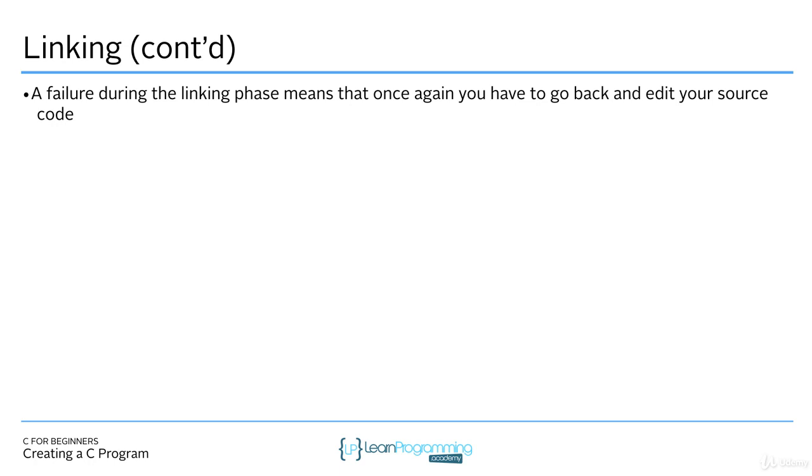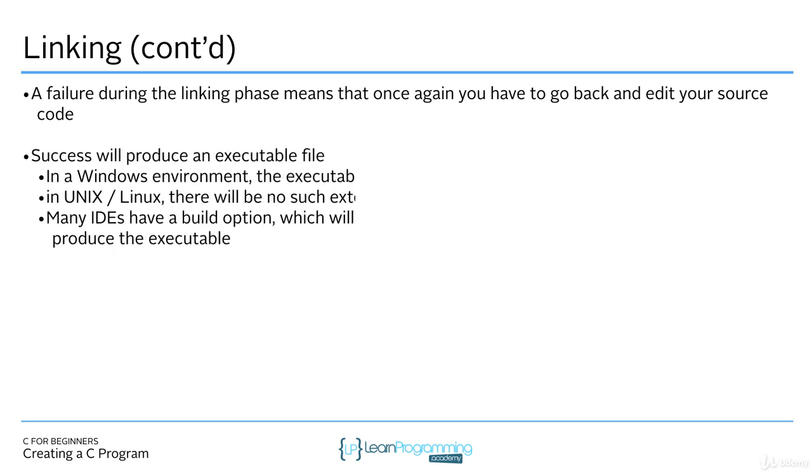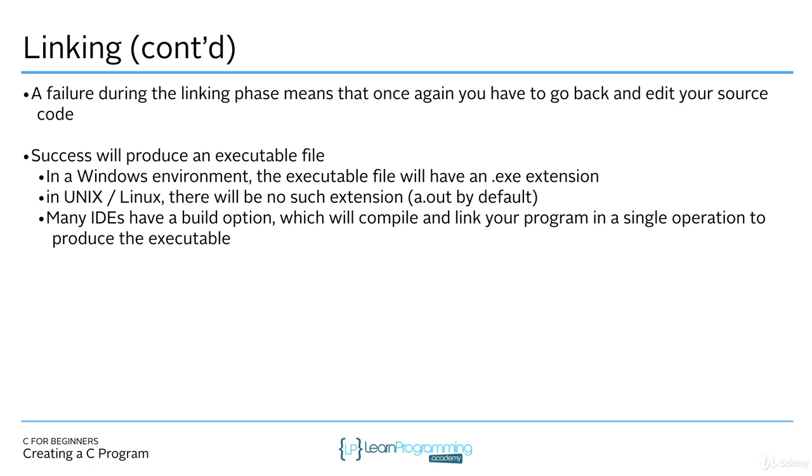So a failure during the linking phase means that once again, you have to go back and edit your source code to make sure that you can find that object file. So a lot of the failures usually mean that you just need to include a file or something like that. This will become second nature as well. Success. If you're done compiling successfully and you're done linking successfully, that will produce an executable file. In a Windows environment, the executable file will have a .exe extension. In Linux, it will just have by default a.out.